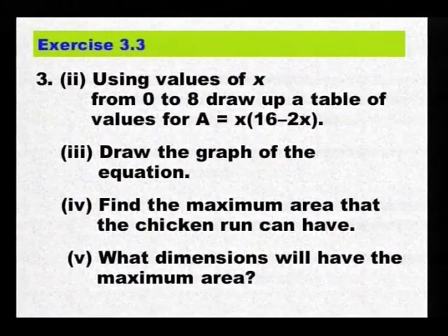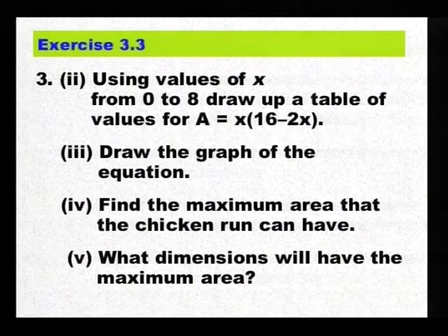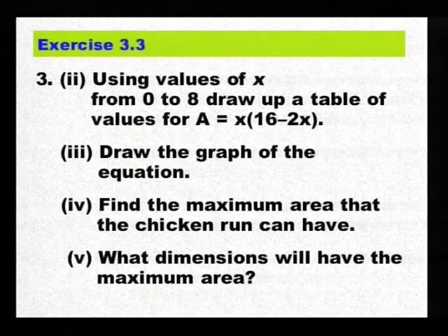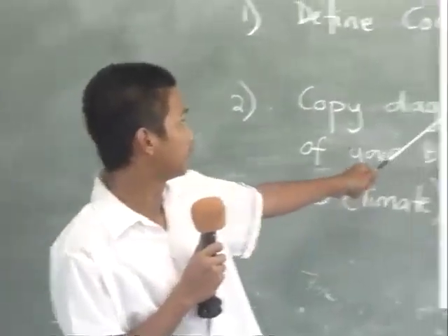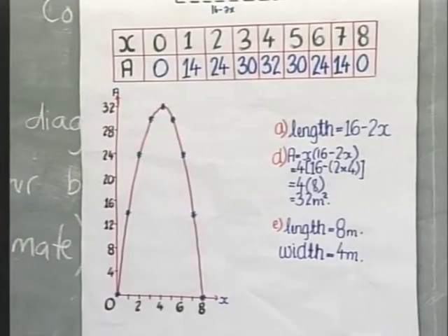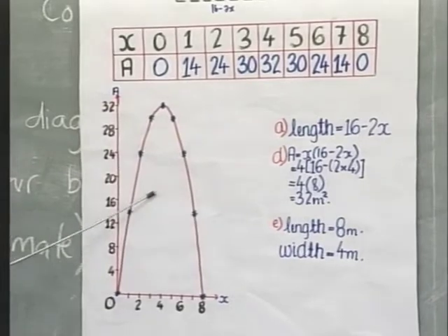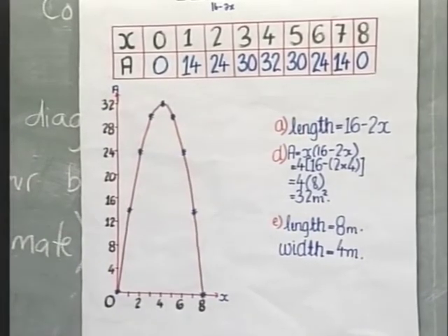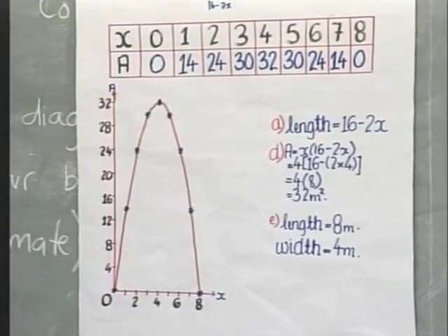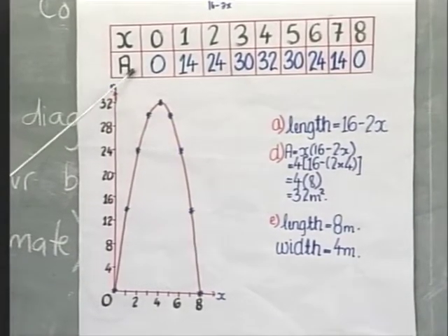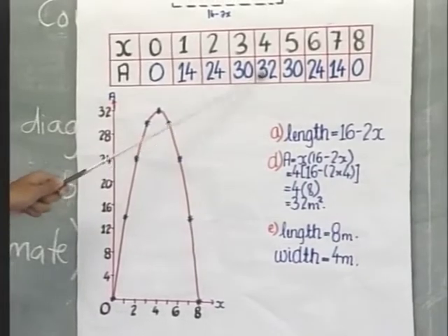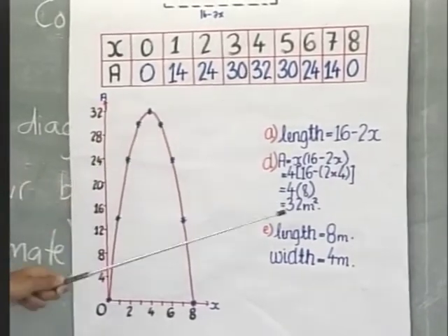For question 2, using values of x from 0 to 8, draw up a table of values for A equals x multiplied by (16 minus 2x), which we've done over here. And draw the graph of the equation, the graph we have drawn over here. Question 4, find the maximum area that the chicken run can have. Using the table, we can see that the maximum is 32 meters squared.